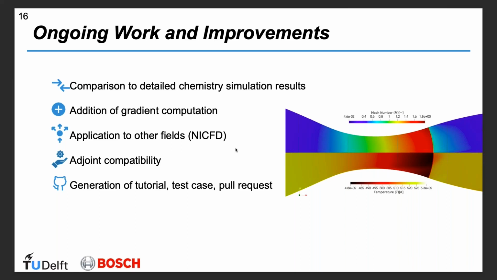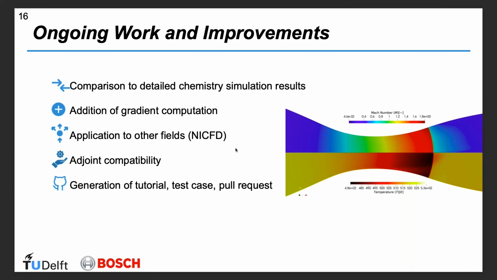I would also like to add the ability to do gradient computation. That's something that you can analytically define through your MLP, but that code still has to be added to SU2, which will be very useful for things like sensitivity computations. We're working on application to other fields together with Matteo and our research group at TU Delft. We've already been able to apply it to non-ideal computation of fluid dynamics, which worked out very well.